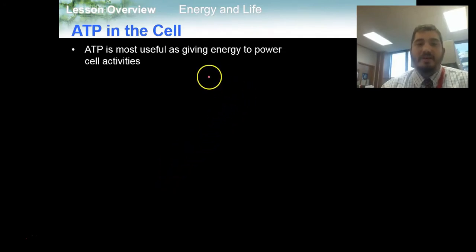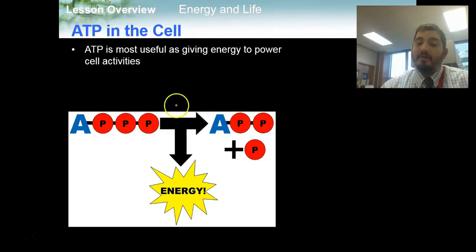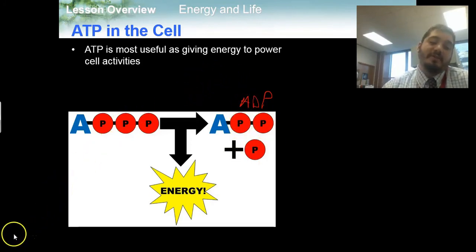ATP is most useful as giving energy to power cell activities, like we said. It can be used to store energy, but only for short amounts of time. Again, we have ATP, three Ps, we release energy, and we have ADP and this extra phosphate. No more energy. So ATP can be used to store energy, but not for long periods of time.